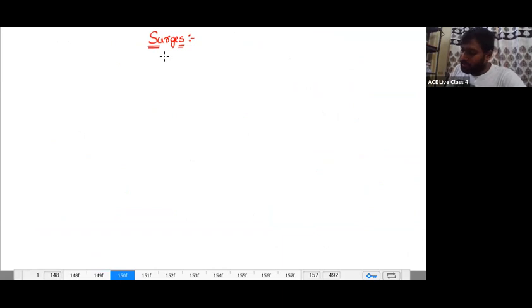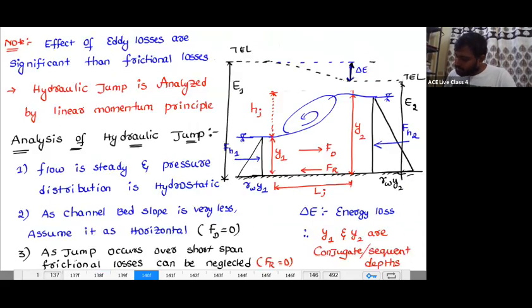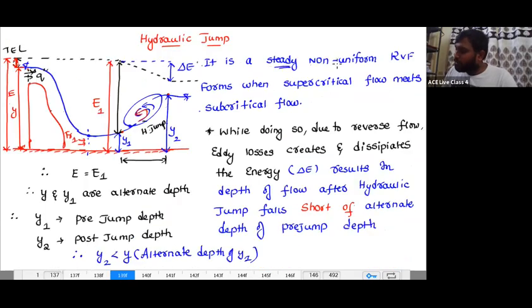The meaning of surge: it is an unsteady, non-uniform, rapidly varied flow. See, what is a hydraulic jump? It is a steady, non-uniform, rapidly varied flow. And when does a hydraulic jump occur? When supercritical flow meets subcritical flow, then the hydraulic jump is going to occur.